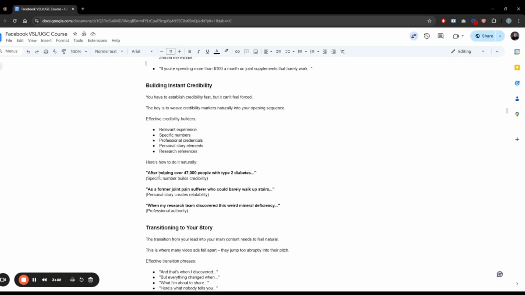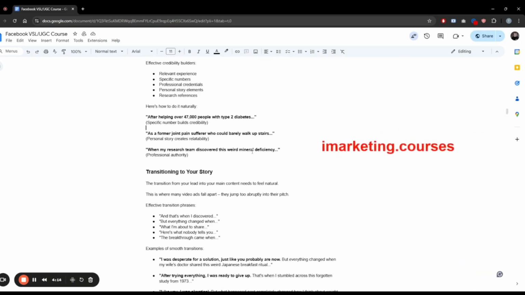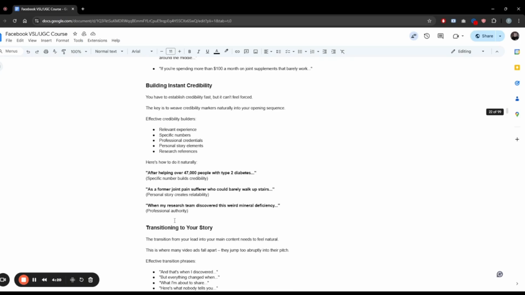And here's how to do it naturally. For example, we have, "After helping over 47,000 people with type 2 diabetes." It's a specific number that builds credibility. Also, it hints that the person is some kind of expert who's qualified to do that. Or you can have, "As a former joint pain sufferer who could barely walk upstairs," and this creates relatability, as the person in the video is someone the viewer is right now. And you can also have, "When my research team discovered this weird mineral deficiency," and it shows that you're a professional authority who does this full time, and now you're just sharing your findings.